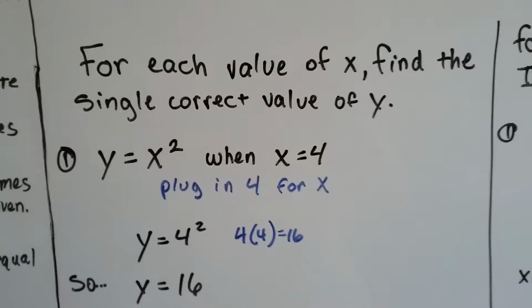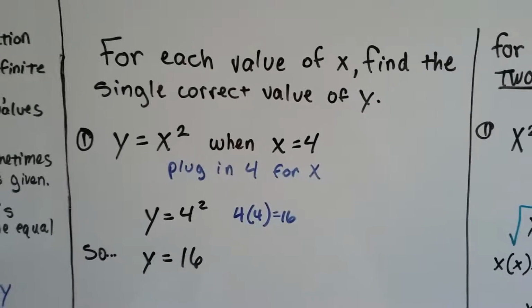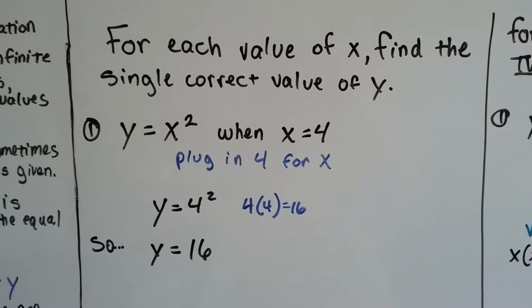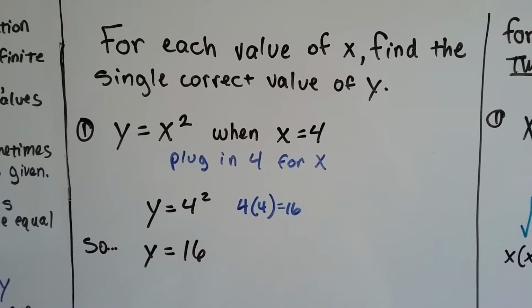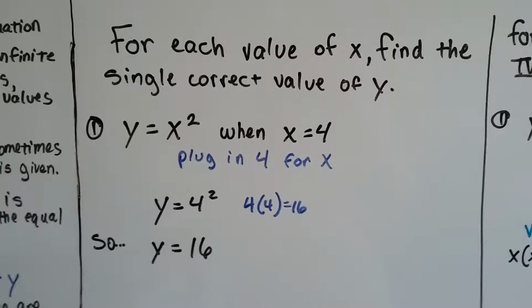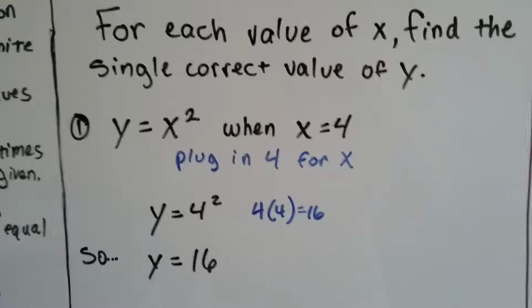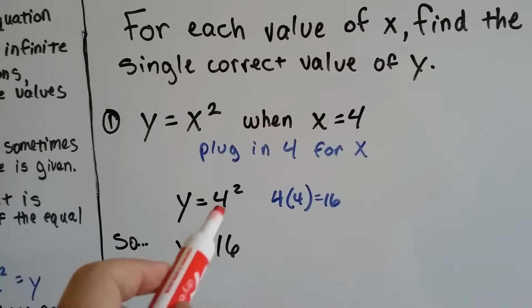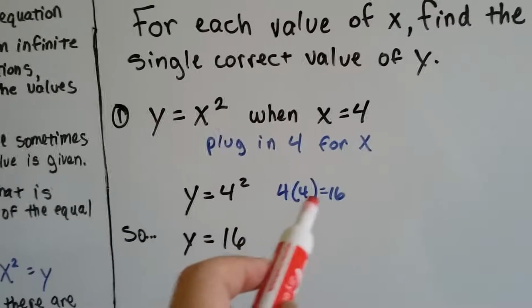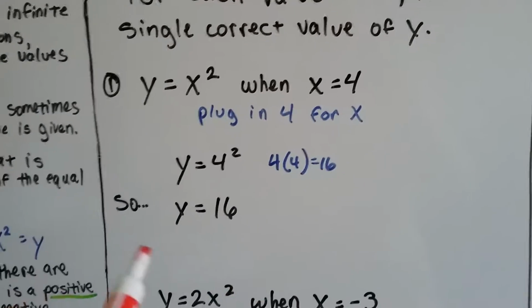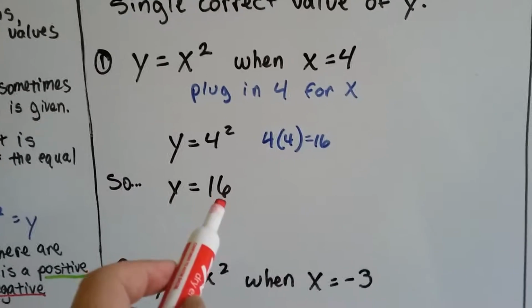For each value of x, find the single correct value of y. All right, here we go. Y equals x squared when x equals 4. All we have to do is plug the 4 in for the x. So now we've got y equals 4 squared. That means 4 times 4. That's 16. So we know y equals 16.